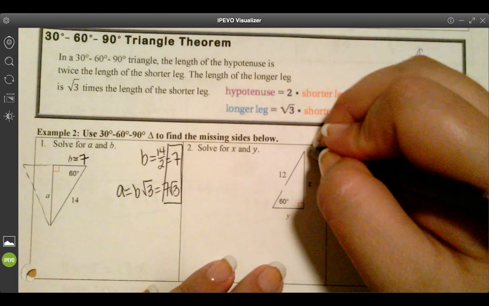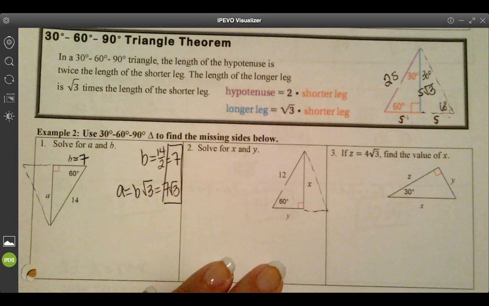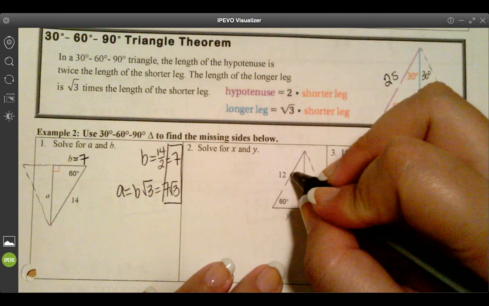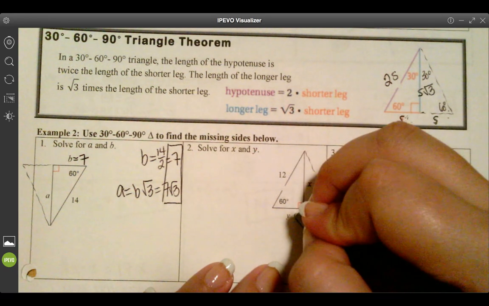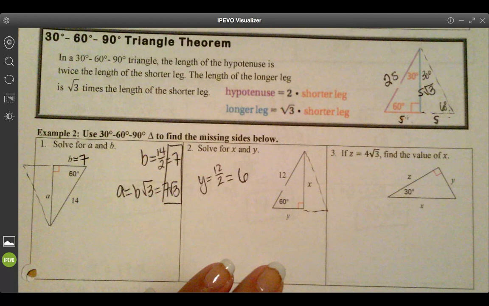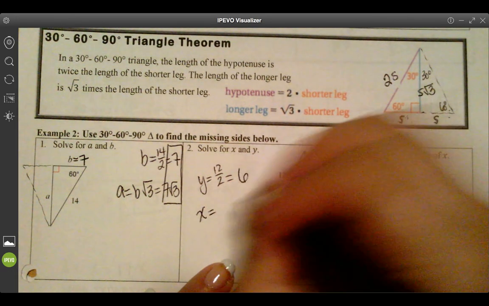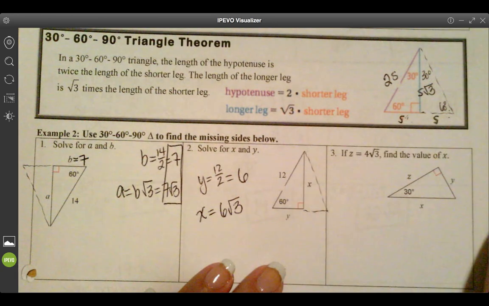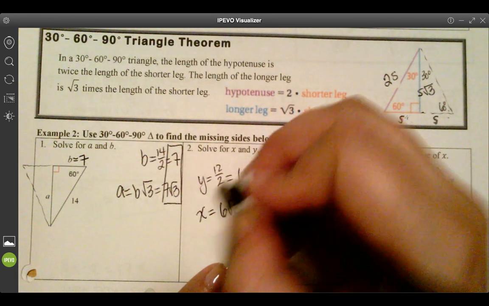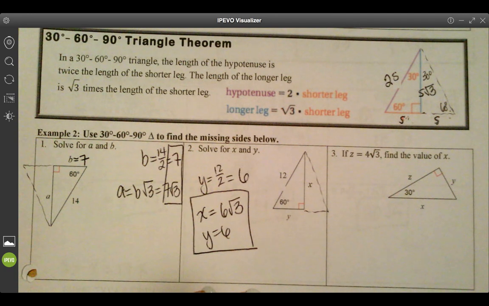Okay, for part 2, same thing. I'm going to draw in the other half of my equilateral triangle. That makes y my half side and 12 my full side. So y equals 12 over 2, which is 6. And x on the inside of my equilateral triangle is 6 times the square root of 3. Can't be simplified. So we have y equals 6 and x equals 6 times the square root of 3.